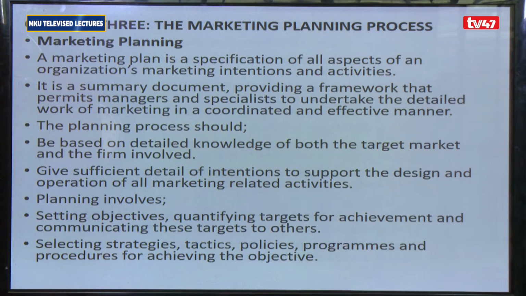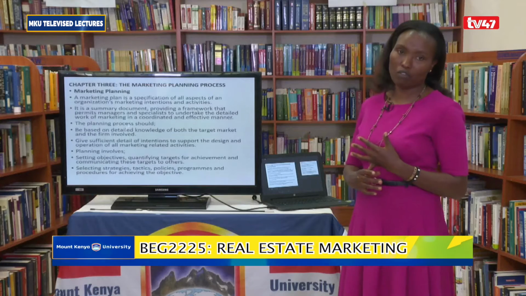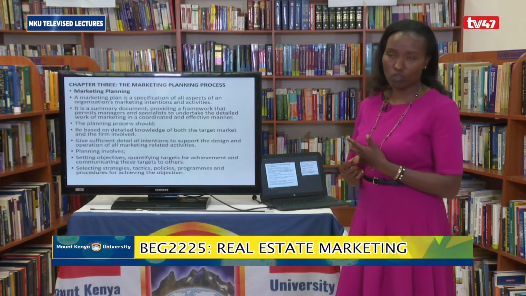So what does planning involve? Planning involves, number 1, setting objectives, quantifying targets for achievement, and communicating these targets to others. So you set the objective, you quantify it for achievement, and then you communicate. You cannot just set targets. For example, you can't be supposed to achieve 10 billion and nobody told you, so at the end of the year you have only achieved 2 billion. Nobody communicated. You need to be told, this is what we expect from you, and this is how we expect it to be done.